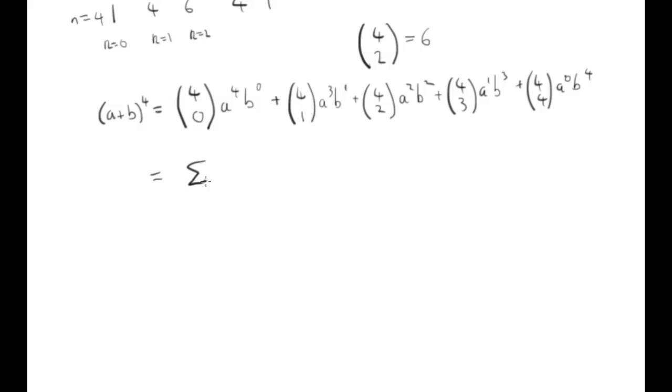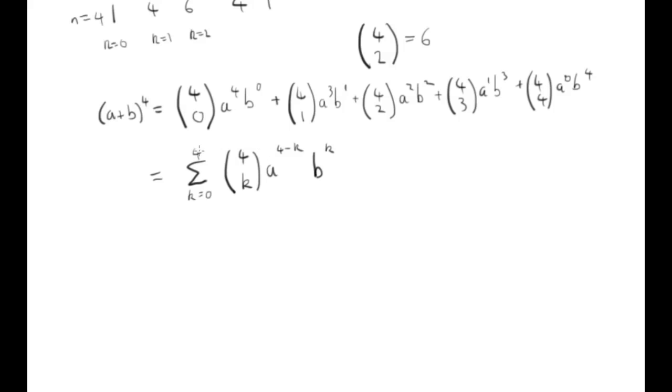Okay, so what I can do is write this down in summation notation. What we have here is summation, capital letter sigma, k equals 0 to 4. We have a binomial coefficient of 4 choose k, because that will change. A to the power 4 minus k, so when k is 0, a to the power 4, when k is 1, a to the power 3, and so on and so forth. And also b to the power k. Okay, so that's exactly the same as that expansion written there.